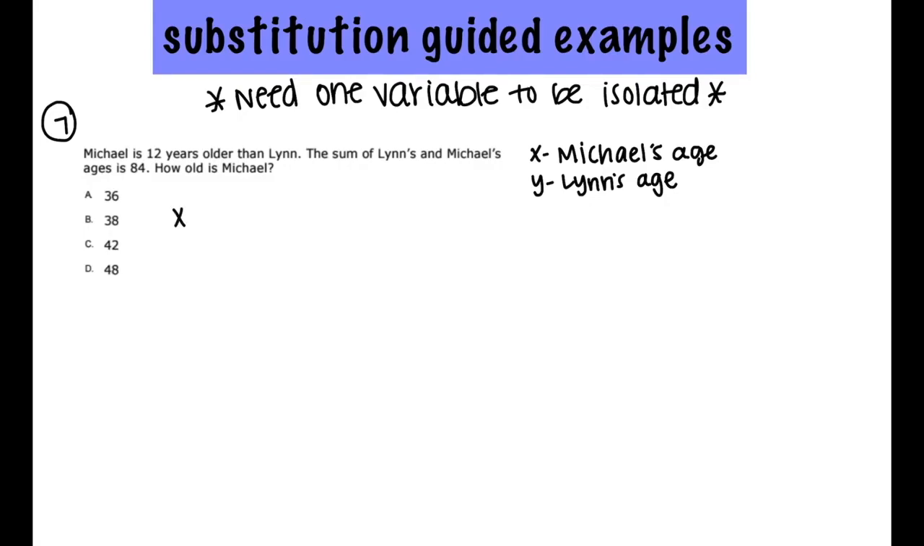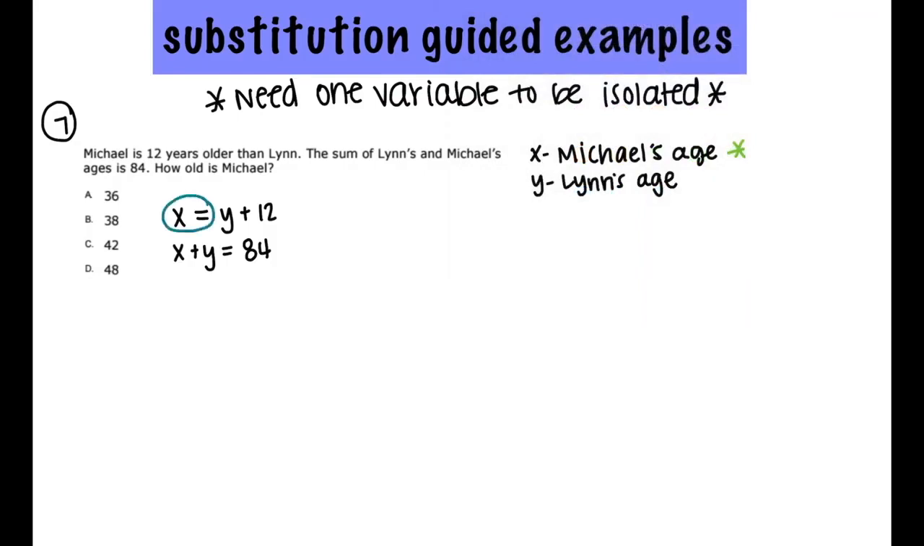For our two equations, we know that Michael is 12 years older than Lynn. So if Michael's age is x, it is 12 years older than, or 12 years more than, Lynn's age. So Lynn's age plus 12. Next, we know the sum, or the addition, of Lynn's and Michael's ages. So x plus y is 84. And we want to know how old is Michael, so we're trying to find x.